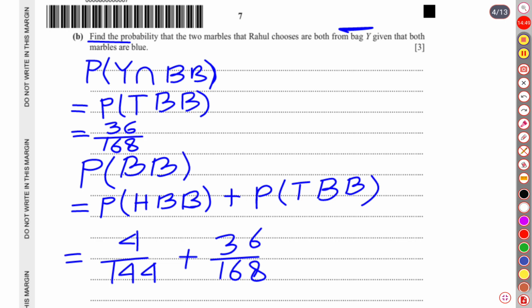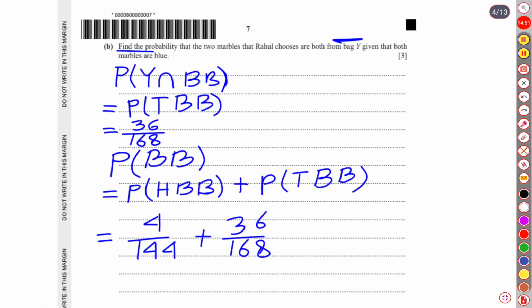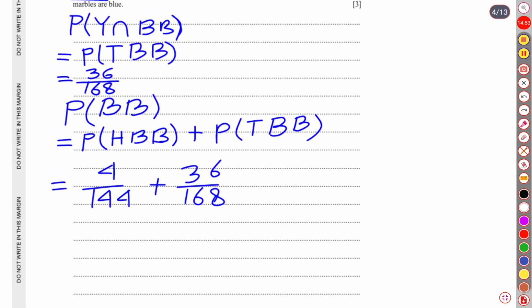Okay, if we simplify this, if we divide 144 by 4, it is going to be 1 over 36, plus here by 12 we can divide. It is going to be 3 over 14. So our LCM for 36 and 14 is going to be 252.